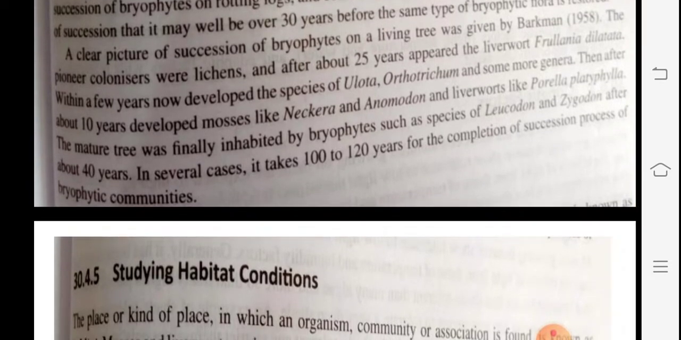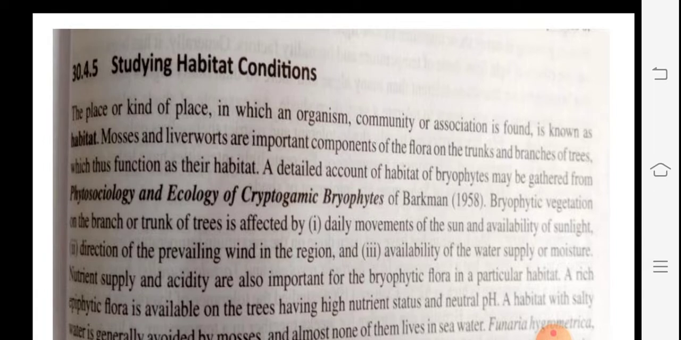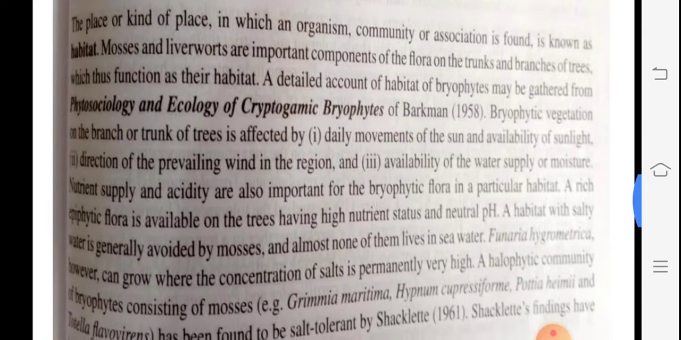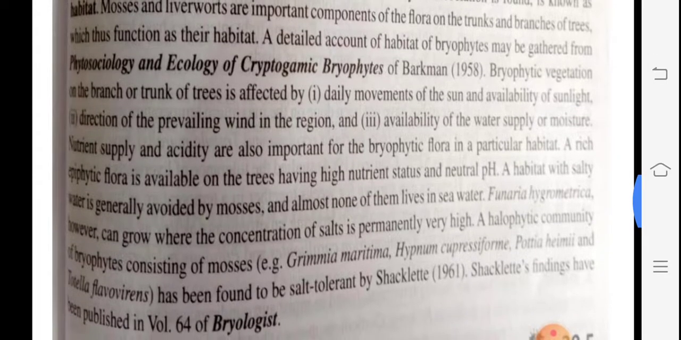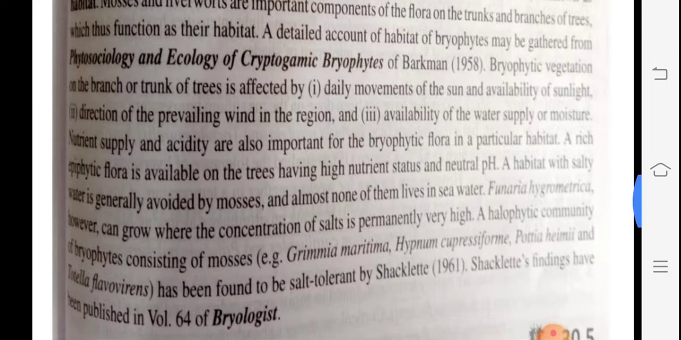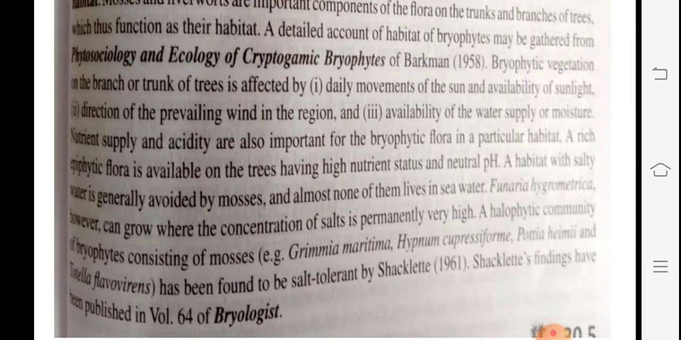And a very interesting part is there. As you know, suppose there is the formation of any community, it requires 100 to 120 years for completion. This is one good part. Then studying the habitat conditions. In relation to habitat conditions, their association is important. The bryophytic vegetation on branches or trunks of trees is affected mainly by the daily movement of the sun and availability of sunlight, then direction of the wind, availability of water or humidity, moisture, then nutrient supply and acidity, which is an important factor of each and every area.